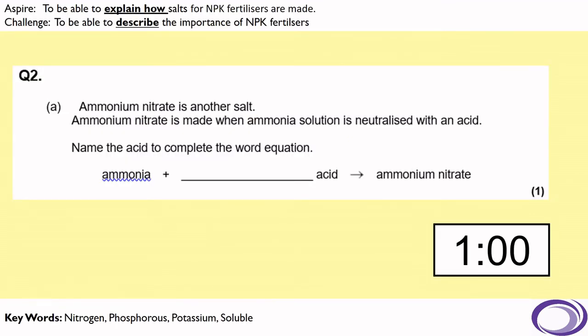Now the last few questions, question 2a, ammonium nitrate is another salt. Ammonium nitrate is made when an ammonia solution is neutralised with an acid. Name the acid to complete the word equation.